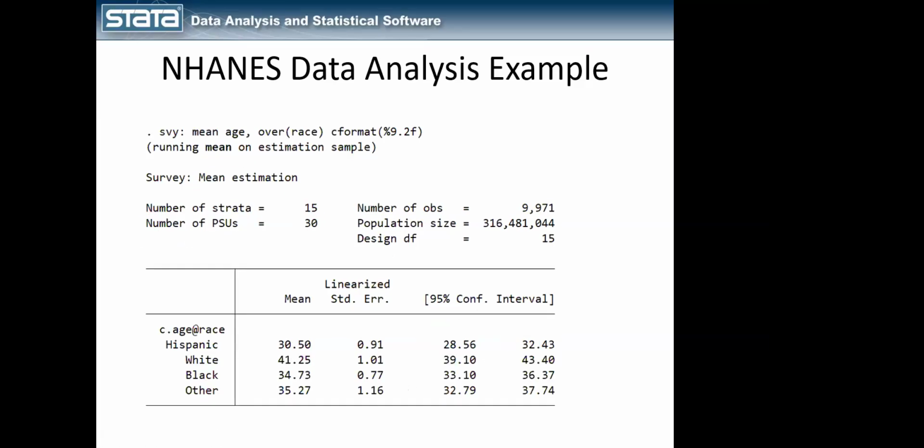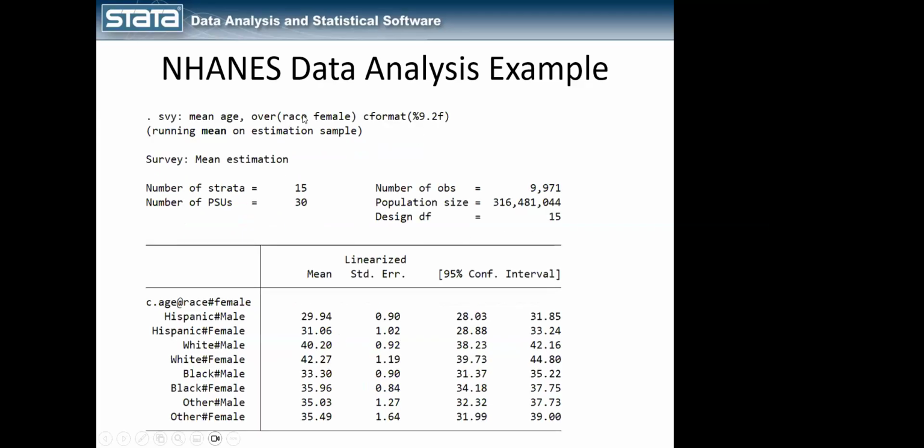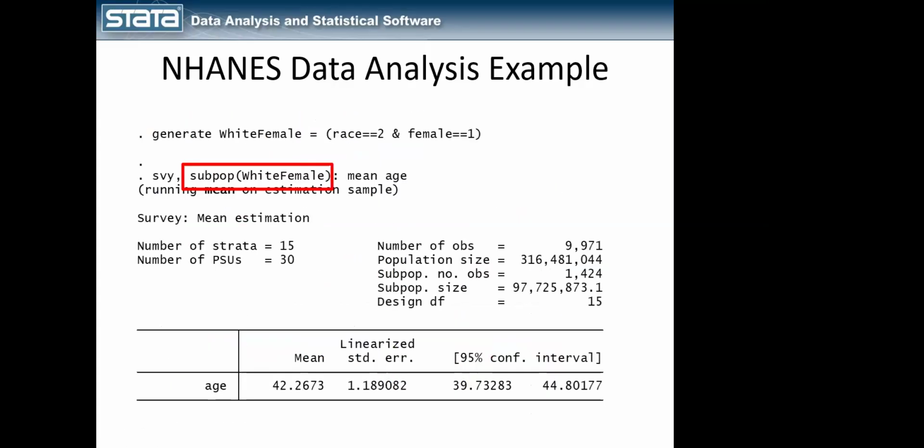Okay. Now I could do this over race. As long as I use the svy colon in front, I can use any of the usual options with the mean command. So I could do over race. The cformat option just cleans up the display of the numbers, so I don't get a bunch of decimals that make the table look messy. I could do this over race and female, so I could see the average age in the population for various combinations of race and gender.